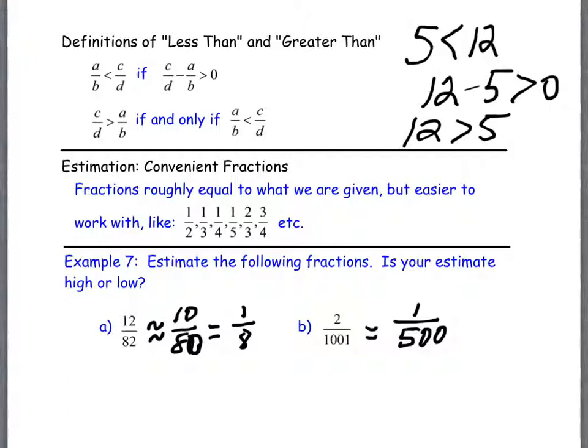Sometimes that's easy to answer. Sometimes it's not. So 12 over 82. Is that high? Let me say it this way. The 1 over 8 that we approximate to, is that number higher or lower than the one before?